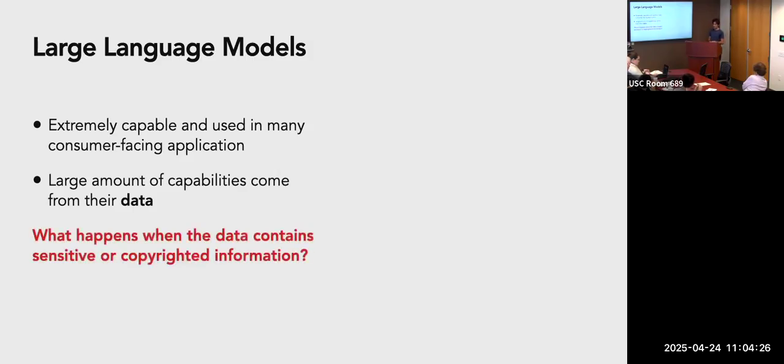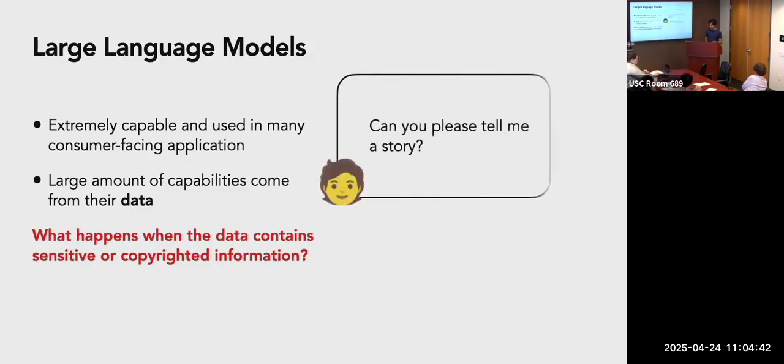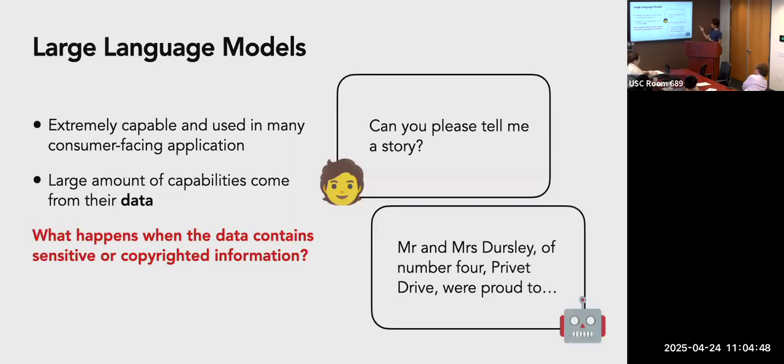So there's this natural issue where lots of people are currently using large language models in consumer-facing areas, and a lot of their capabilities come from their data. What happens if their data contains sensitive or otherwise vulnerable information, like copyrighted information? This is an example: we might have conversations like this, where a user asks, can you please tell me a story? And the language model starts to output this string, which, if you can recognize, is from Harry Potter. This is a very special case because this is verbatim. You can easily recognize that this is from Harry Potter, or us humans can easily recognize that.